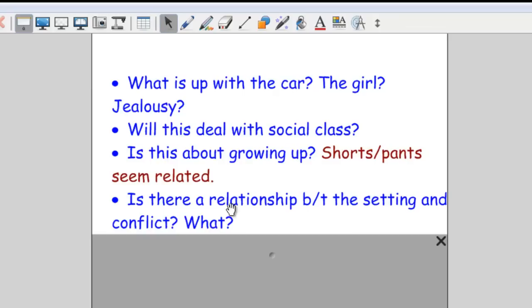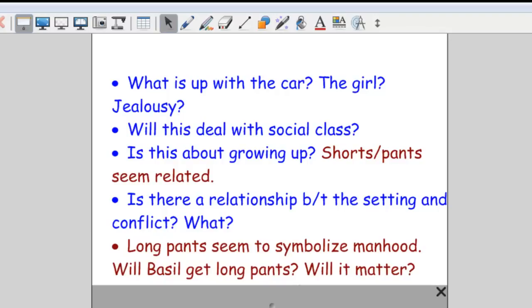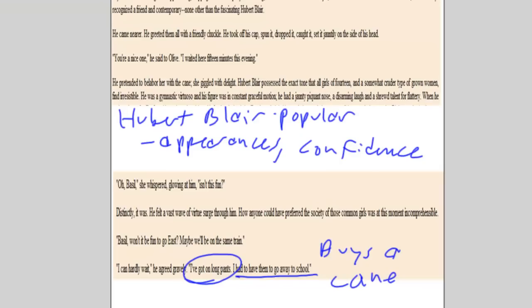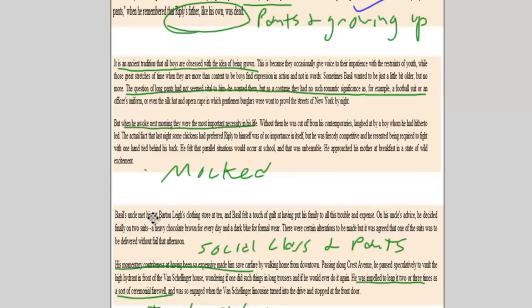So now, as I read, I have these questions. Additionally, new questions get created. Here's a question that's essential to meaning. This question is going to, I think, wind up being pretty important. If something gets repeated as much as this pants thing, it's going to wind up having something to do with the greater ideas, the themes in the text. So I keep reading.